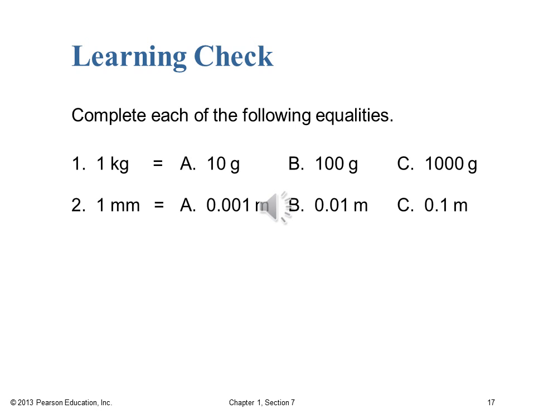Now there's just 2 questions for you to look at. 1 kilogram equals A, 10 grams, B, 100 grams, or C, 1,000 grams. And number 2, 1 millimeter equals A, 0.001 meters, B, 0.01 meters, or C, 0.1 meter. So go ahead and make your best pick for each of those, and we'll see how you did. Pause the video if you need to. Otherwise, let's look at the correct answers.